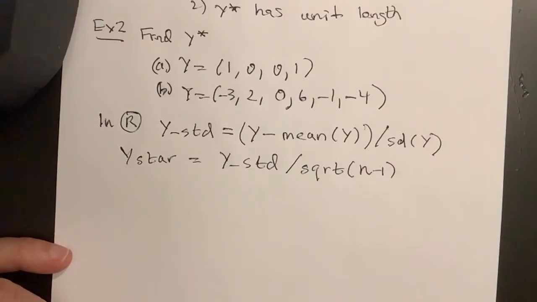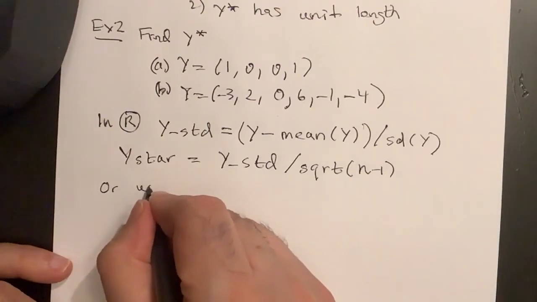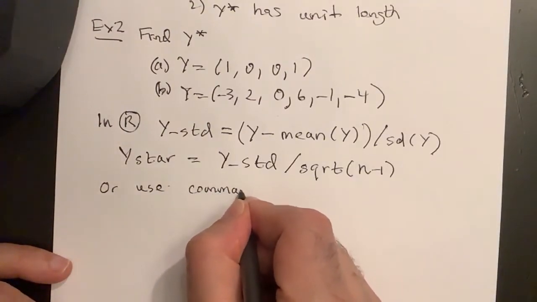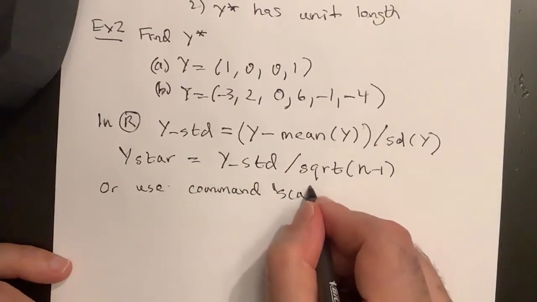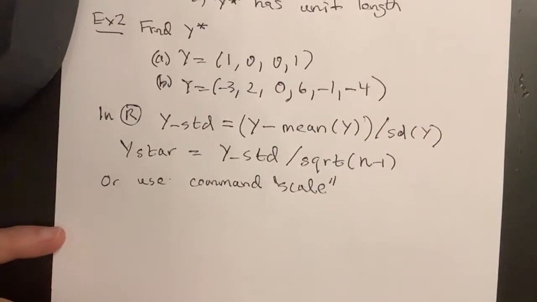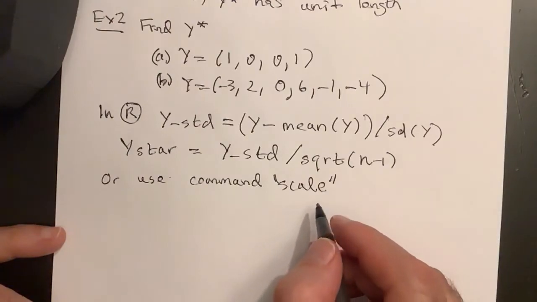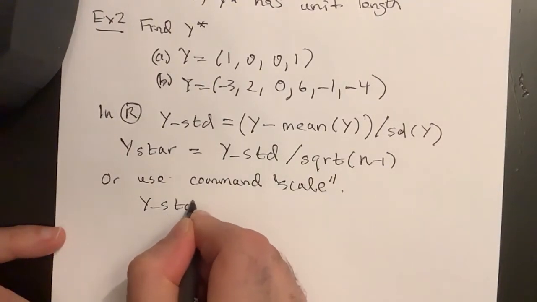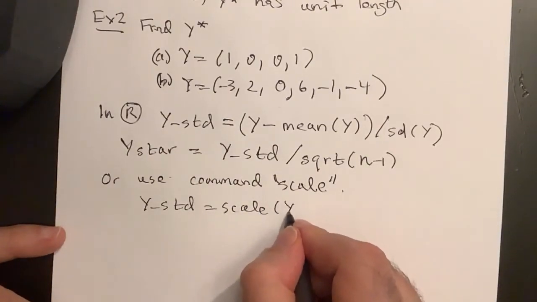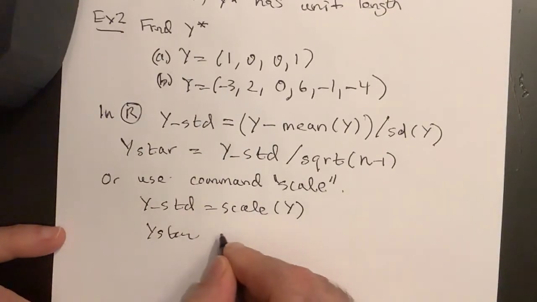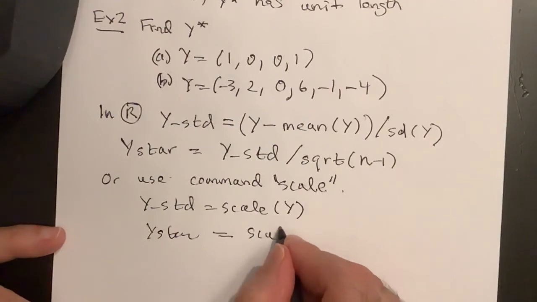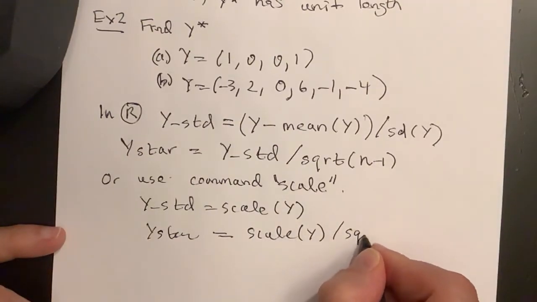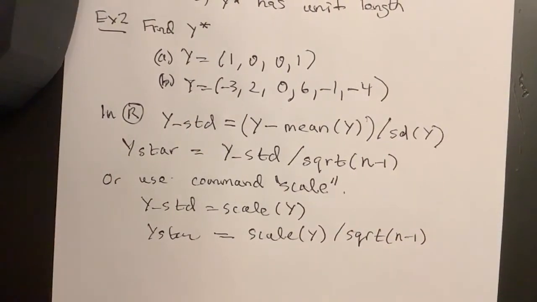Okay, so that's straightforward. There's also a command, the scale command. This has a few options, but if you use it with no options, it gives you y standard. So we would have y standard equals scale y, and then y star equals scale y divided by the square root of n minus 1, something like that. Okay. All right, well, I'm going to stop now and then get back to how we will estimate the regression coefficients.